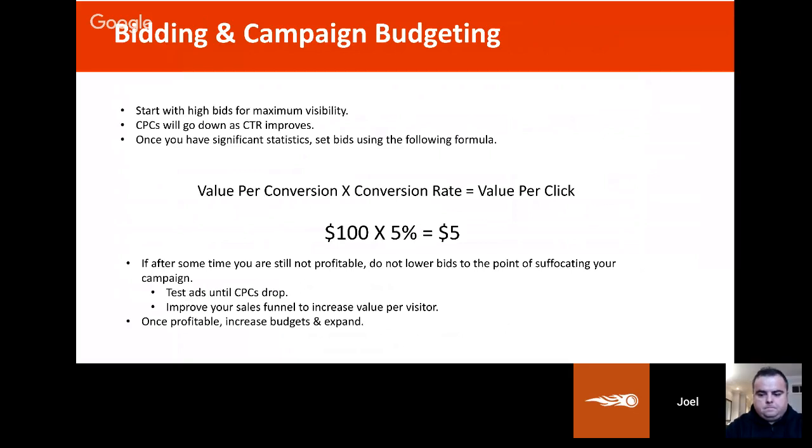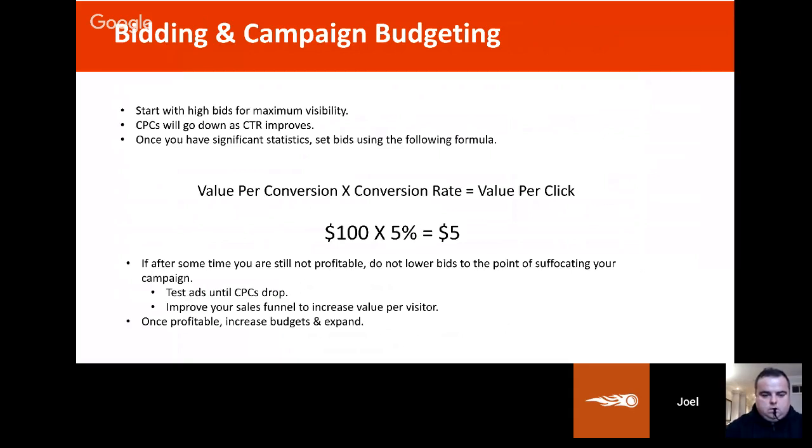Now, let's say you're running your campaigns and you're doing everything that I'm saying here, and after some time passes, you're still not profitable. Your first impulse might be to lower bids, but that might suffocate your campaign. What I would suggest to you is just simply lower your daily budget. It'll take longer to reach those results, but you can eventually reach it if you could write a winning ad. So keep testing those ads until your cost per clicks drop. Also, at the same time, improve your sales funnel to increase your value per visitor.